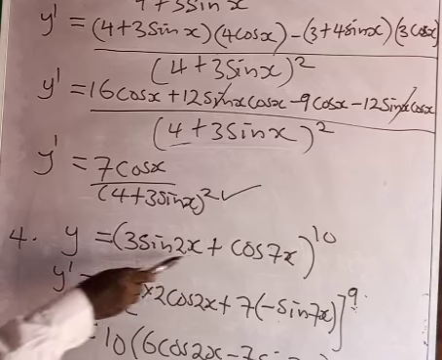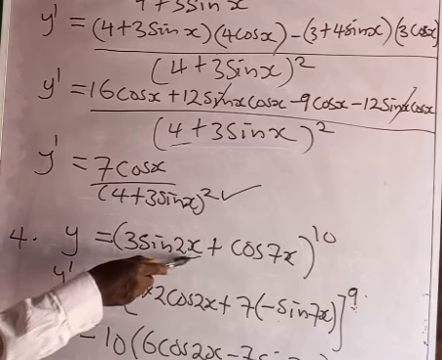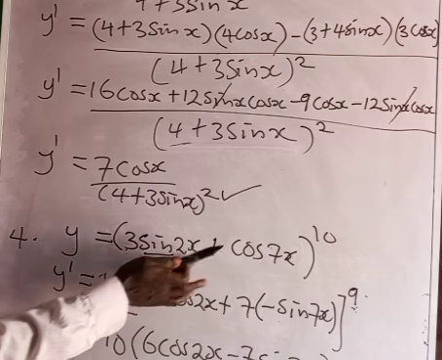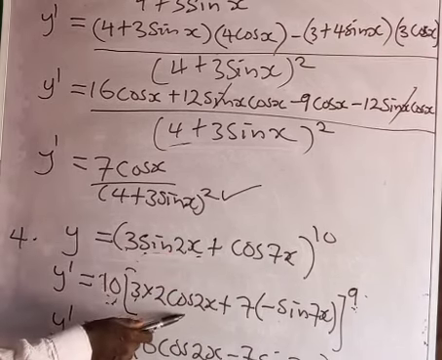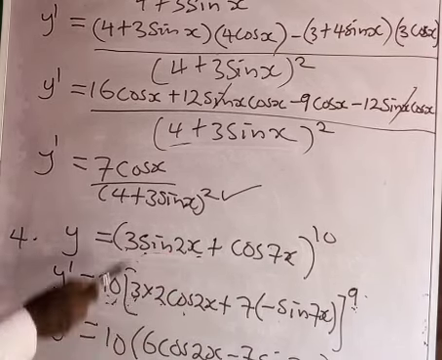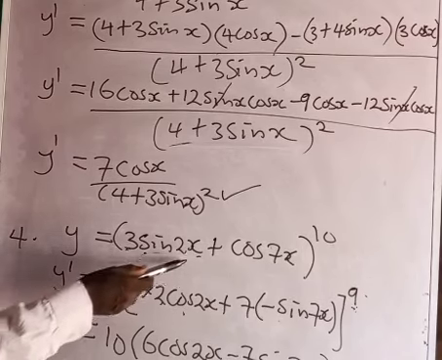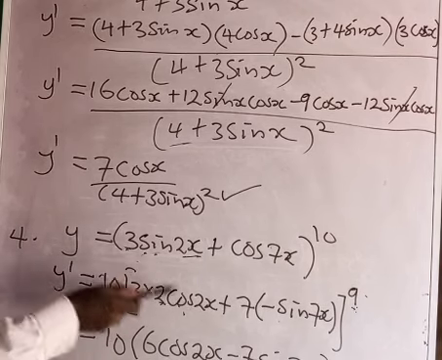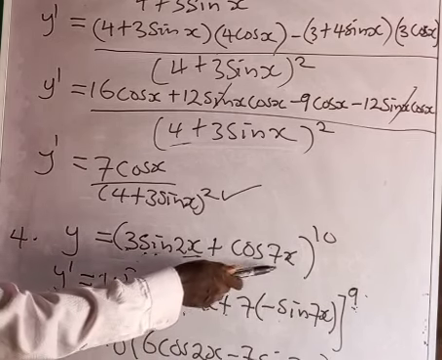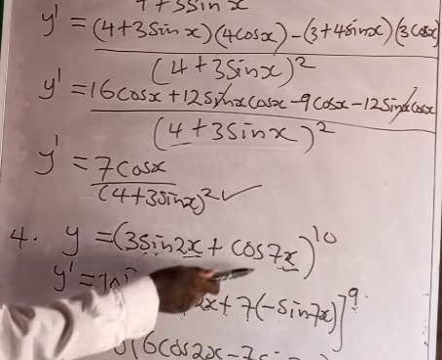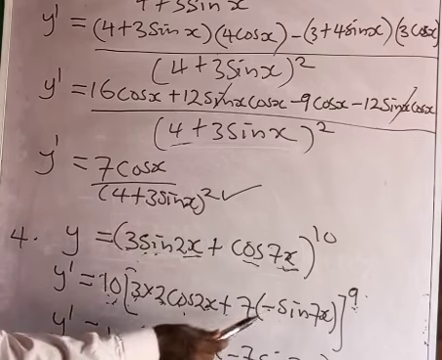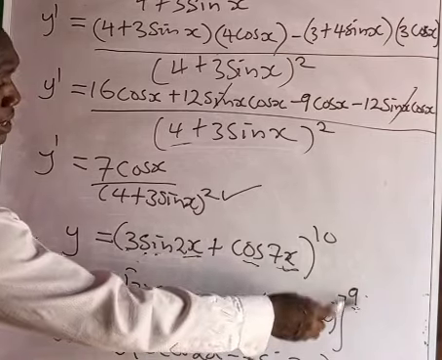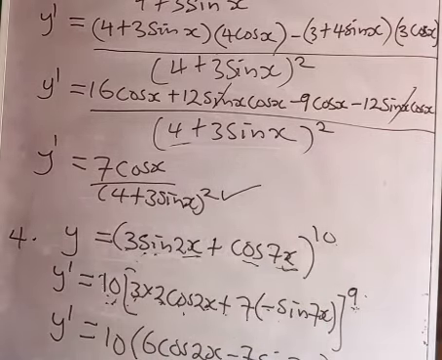Then for the bracket now, the sine function, differentiating 2x, you have 2 times 3, and differentiating sine, you are going to have cos. So we have 3 times 2, 3 is from the coefficient here, 2 is from 2x, cos is from sine, cos 2x, plus differentiating 7x, you have 7, differentiating cos, you have minus. So 7 into minus sine 7x all raised to 9. Why 9? Because 10 will reduce by 1.